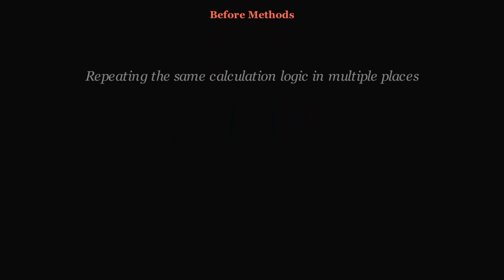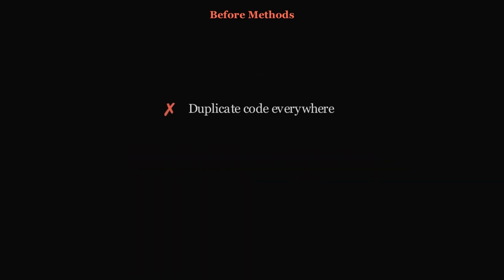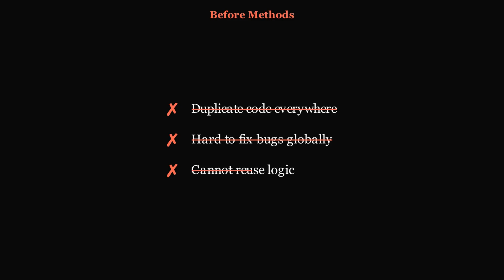So what happens without methods? Repeating the same calculation logic in multiple places. Look at how messy the code gets. Duplicate code everywhere. Hard to fix bugs globally. Cannot reuse logic. There has to be a better way.